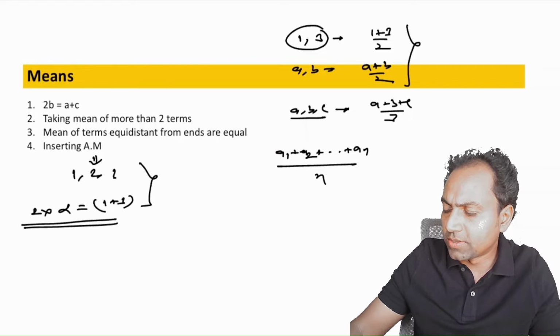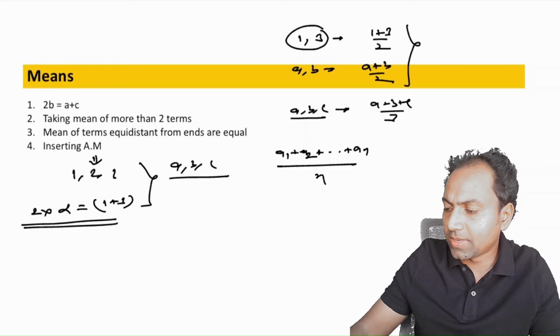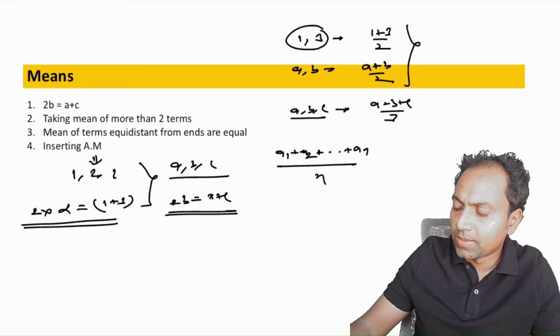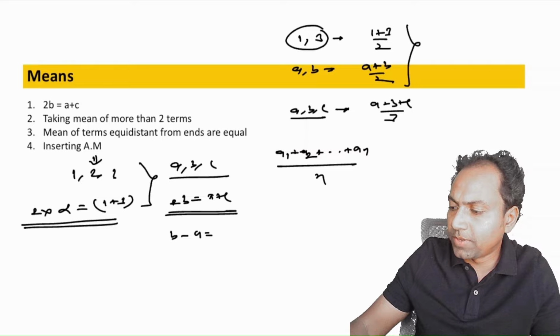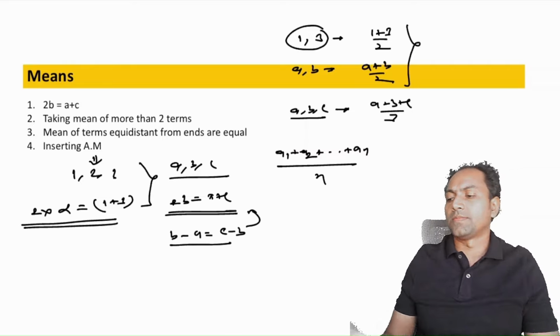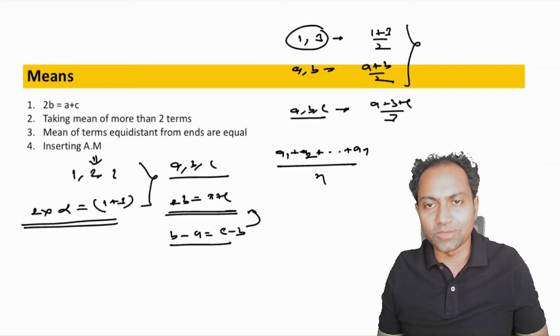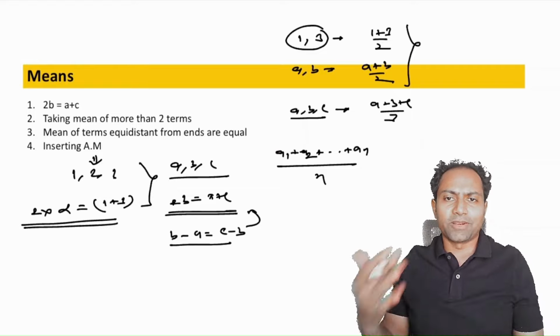In other words, if you have A, B, C, we can write this as twice B will be equal to A plus C. The reason is that I can get this from a very simple property, that B minus A will be equal to C minus B. If you simplify, you get this idea. Okay, so this is one way. This is the first result. I have also explained what the concept of mean means for 3 terms and for n terms.